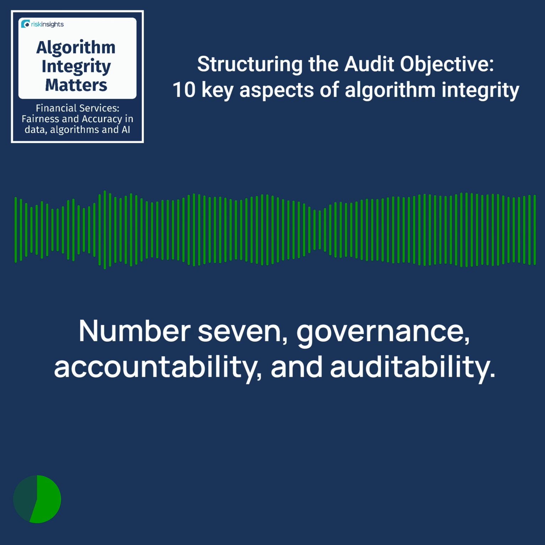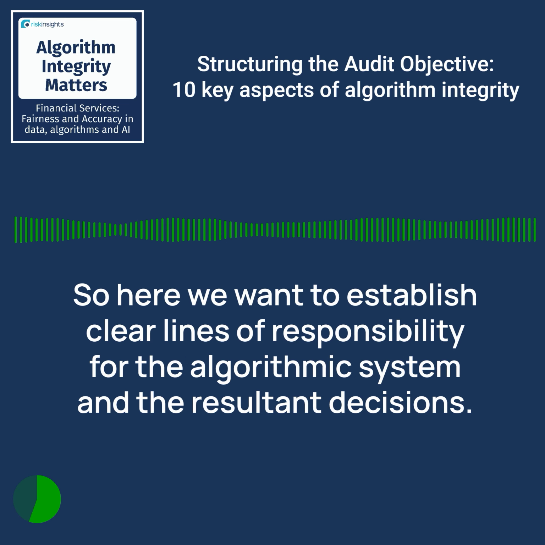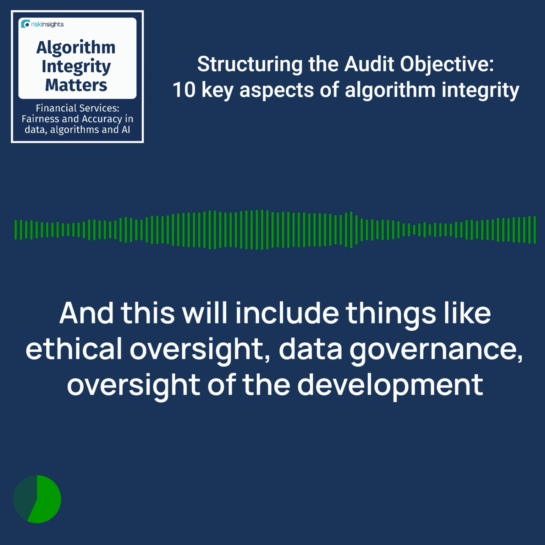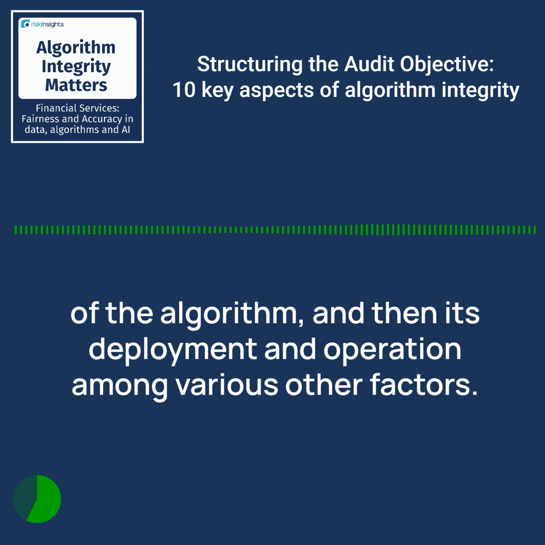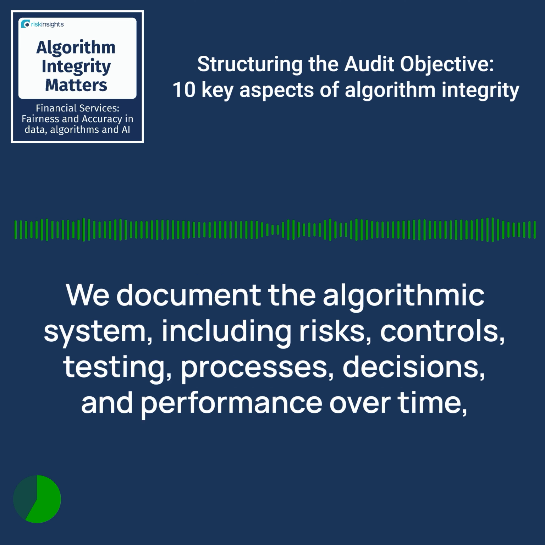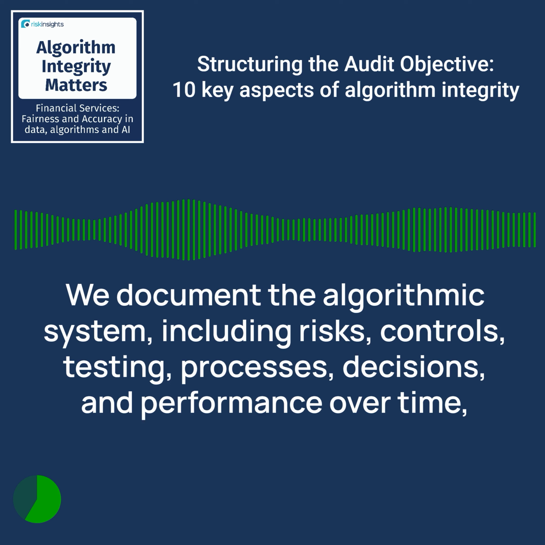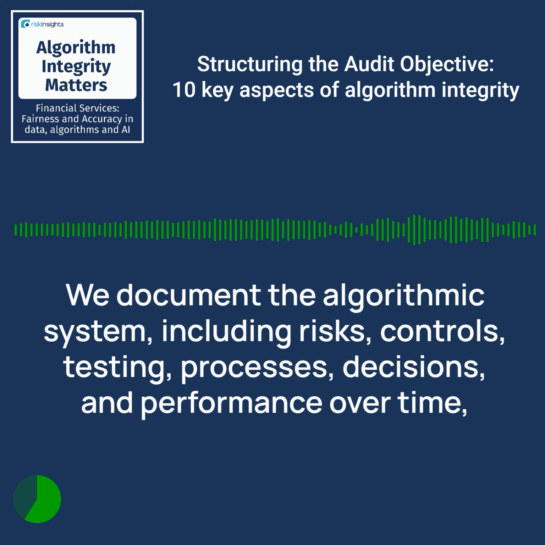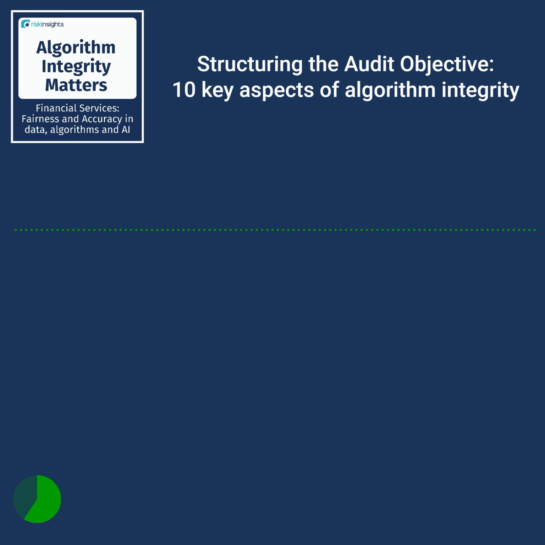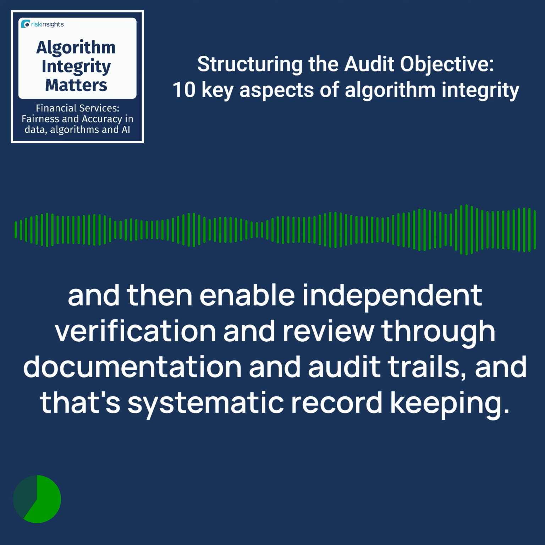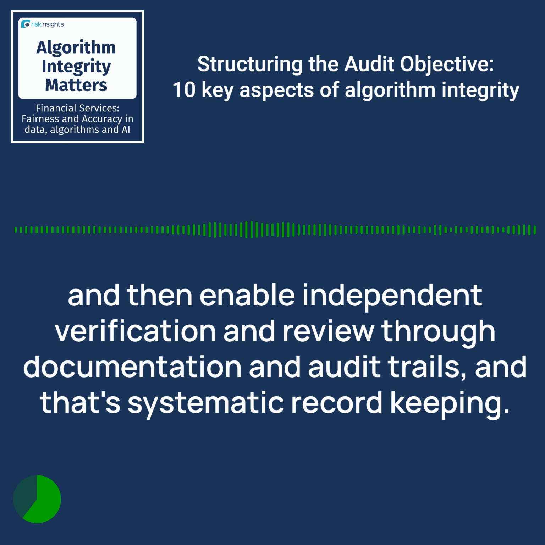Number 7, governance, accountability, and auditability. So here we want to establish clear lines of responsibility for the algorithmic system and the resultant decisions. And this will include things like ethical oversight, data governance, oversight of the development of the algorithm, and then its deployment and operation, among various other factors. We document the algorithmic system, including risks, controls, testing, processes, decisions, and performance over time, and then enable independent verification and review through documentation and audit trails, and that's systematic record keeping.